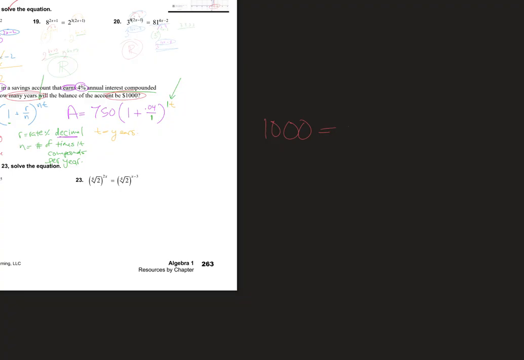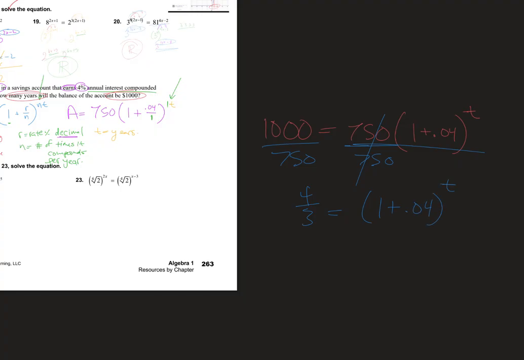When does 1,000 equal 750 times 1 plus 0.04 to the t power? We can divide by 750 on both sides, so that goes away, and this is 4/3 equals 1 plus 0.04 to the t power.